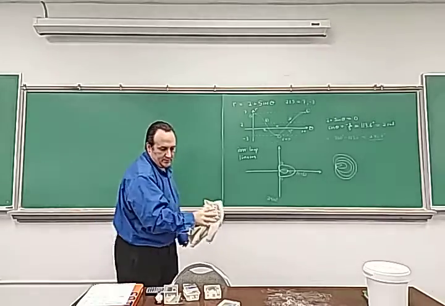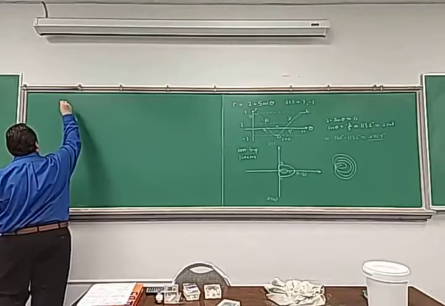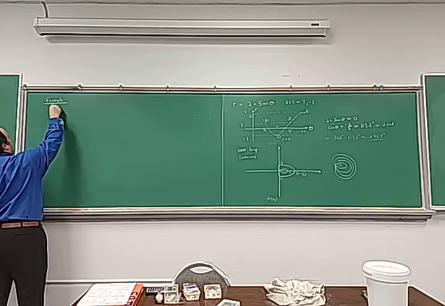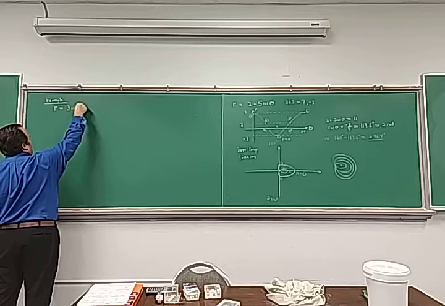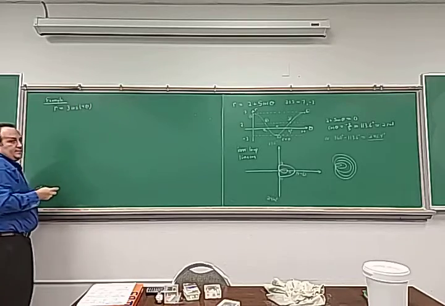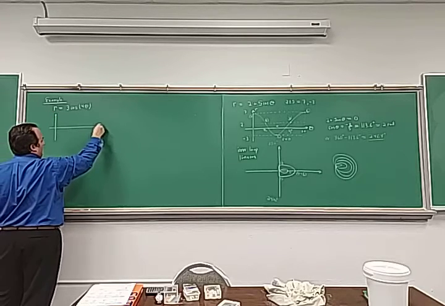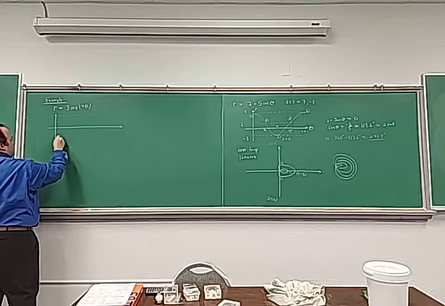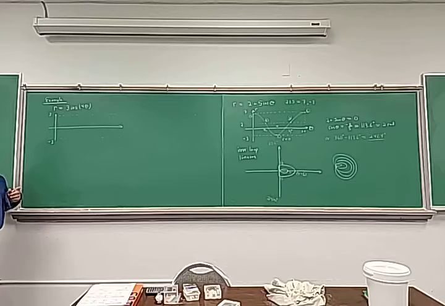Okay, so let's do another one. We can do R is equal to, let's say, 3 cosine of 4 theta. Okay, so everything interesting is happening between plus and minus 3. And 4 theta goes from, you know, what's the period here?